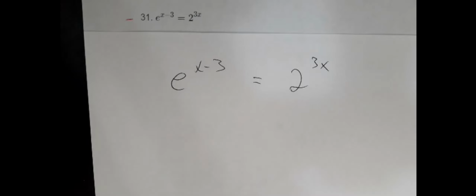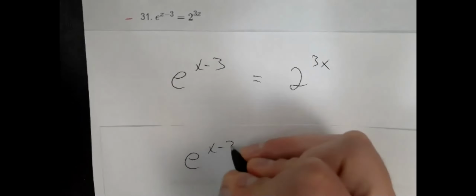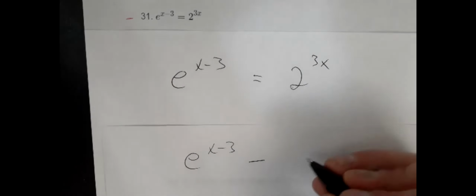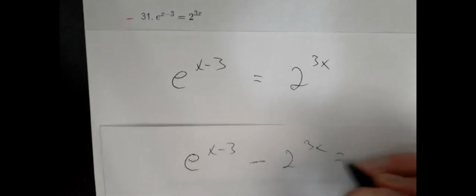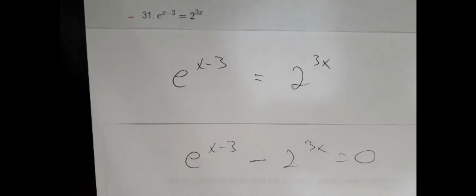You can't just move one of them over and then make it equal to 0? I mean, you can, but I'm not sure how that's going to help you solve it. How would you get rid of that E? Yeah, if we did this, we'd have to subtract 2 to the 3x equals 0, and I'm not sure that would be easier to solve.